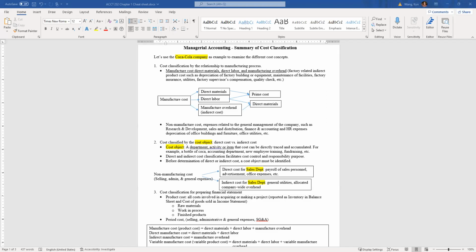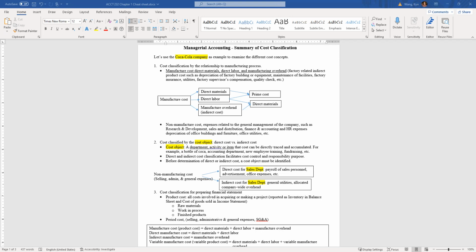In this video lesson, let's review and summarize the different ways we classify the cost concepts in Chapter 1, using Coca-Cola as reference, which I posted a video in Blackboard for its manufacture process. In the manufacture industry, very importantly, we classify the cost into manufacture and non-manufacture related costs based upon whether they are directly involved or needed in making the products or not.